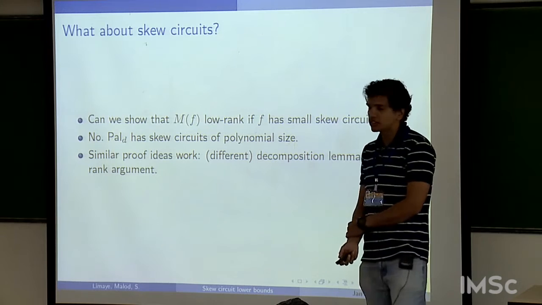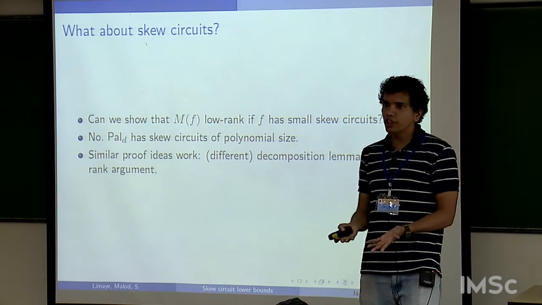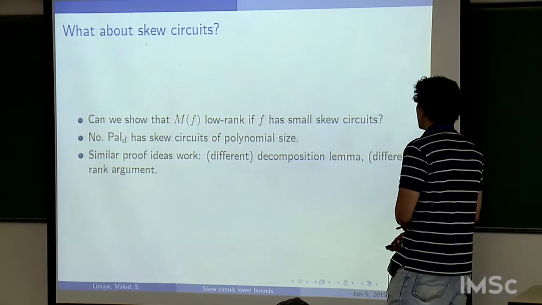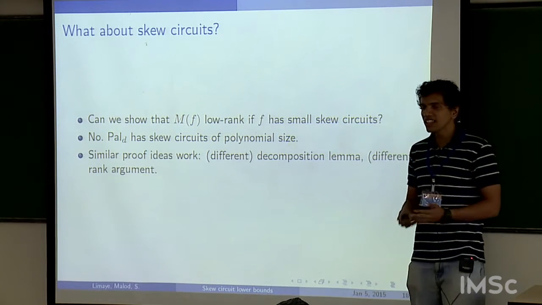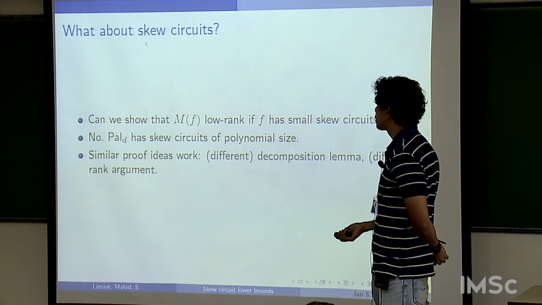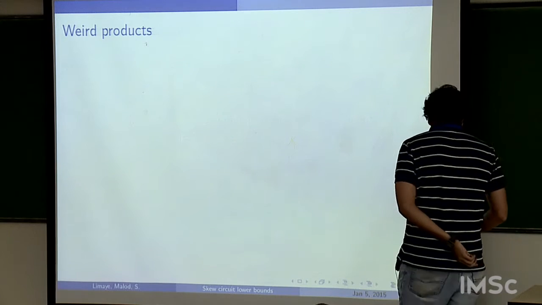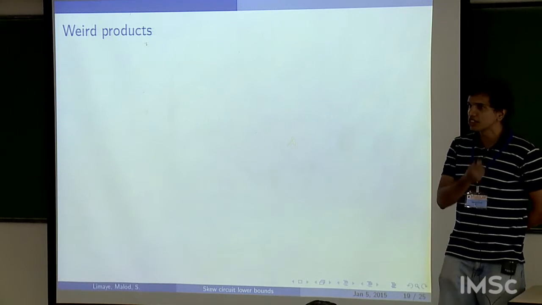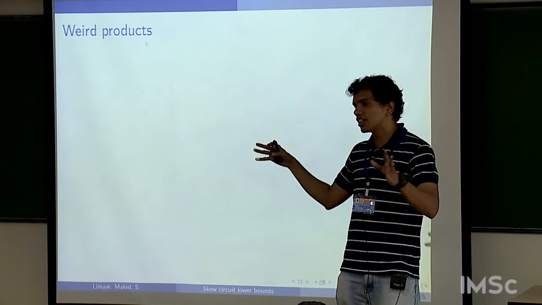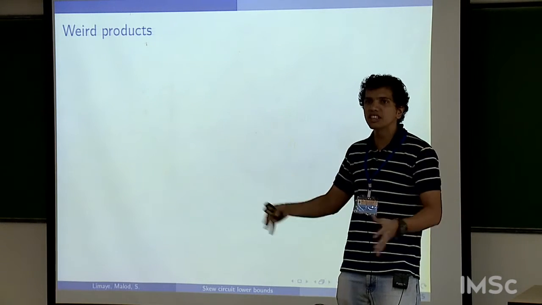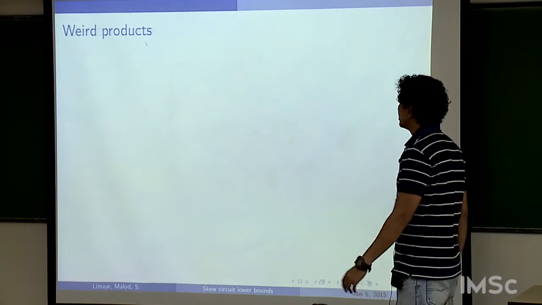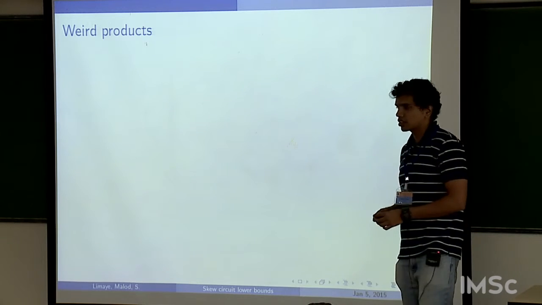Well, similar proof ideas. We have to follow the same kind of proof template. Only the decomposition lemma is a little different. The rank argument is a little different, but things look very similar still. Let me just spend a few minutes describing the thing to you, and then I'll stop. In order to state our decomposition lemma, I need to talk about certain strange products. The decomposition lemma of Nissan was really nice. We could write f as a sum of product polynomials. Each product polynomial was just q times r. Really simple. The decomposition lemma we get here is not so simple.